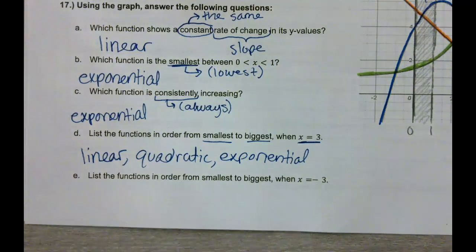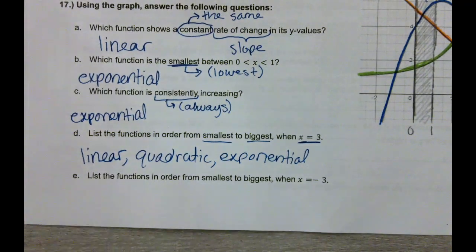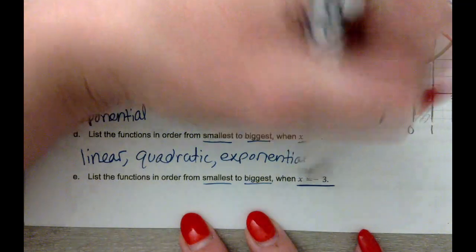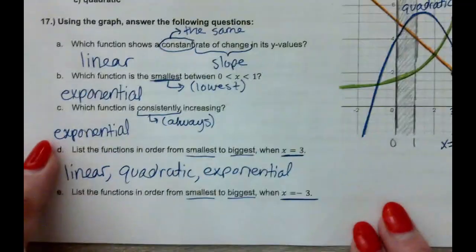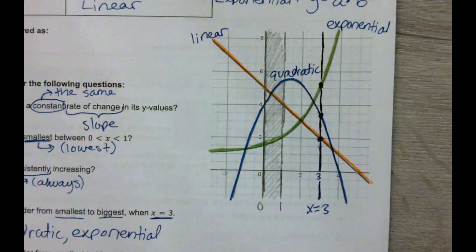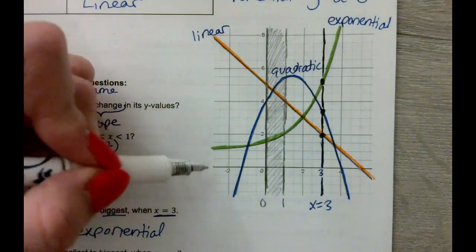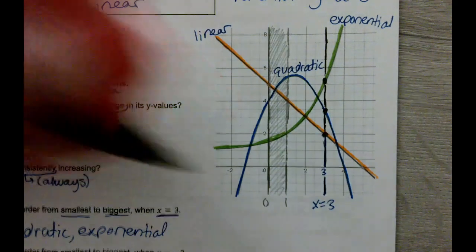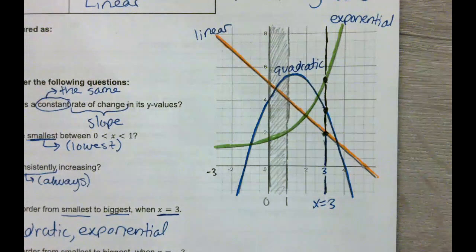All right. Last one for this graph. List the functions in order from smallest to biggest. So once again, same order. When x equals -3. Now this one appears to be off the graph, but it is just barely included. This is -2. The next number over would, in fact, be -3. So we'll say it's right there.